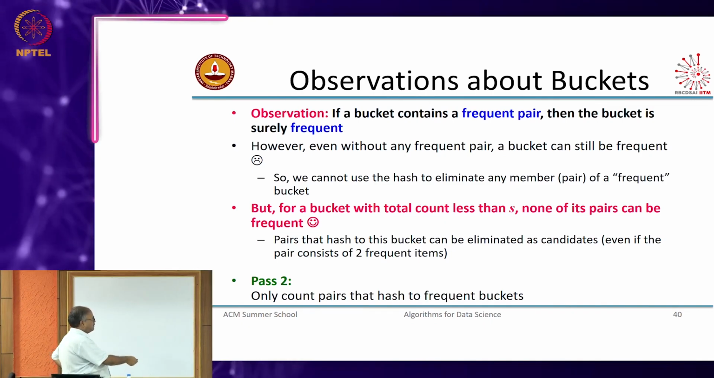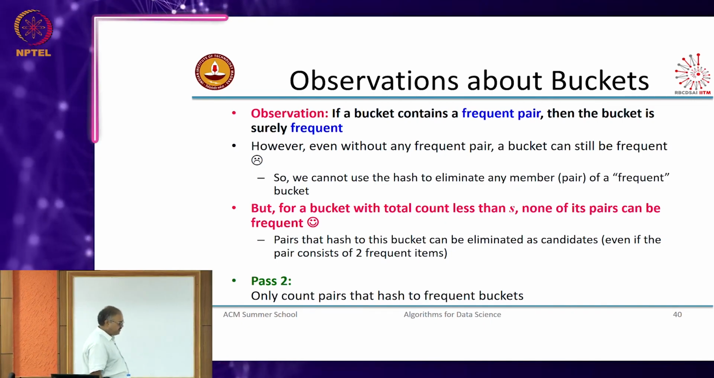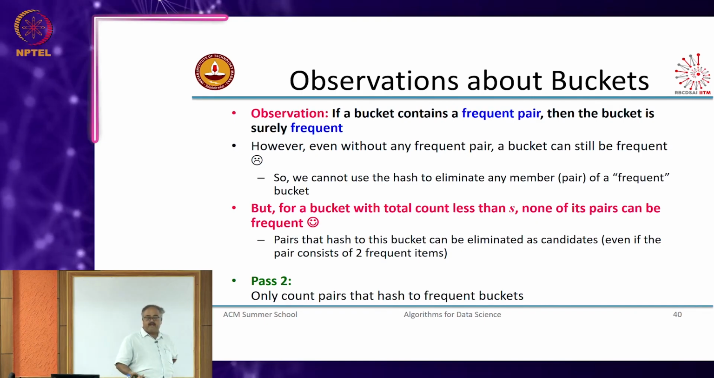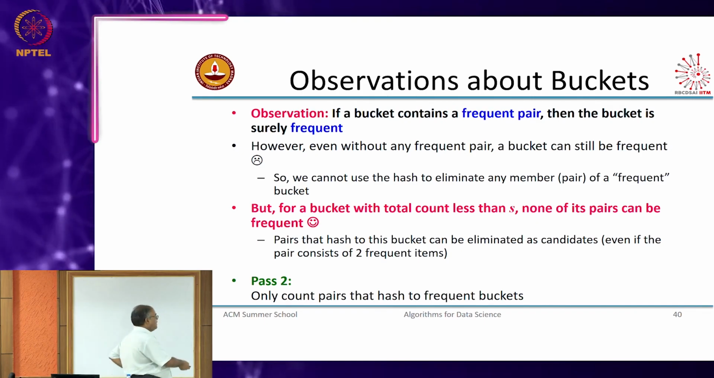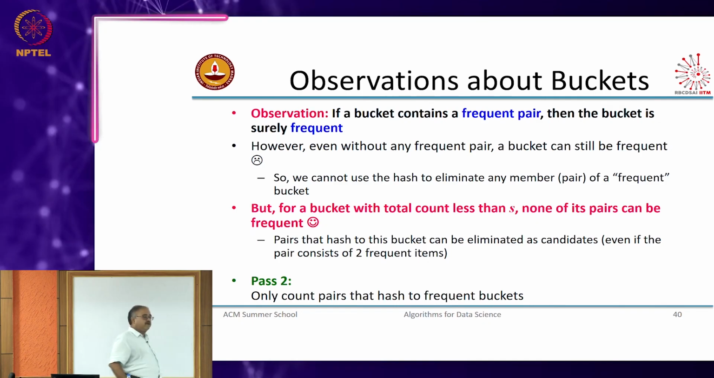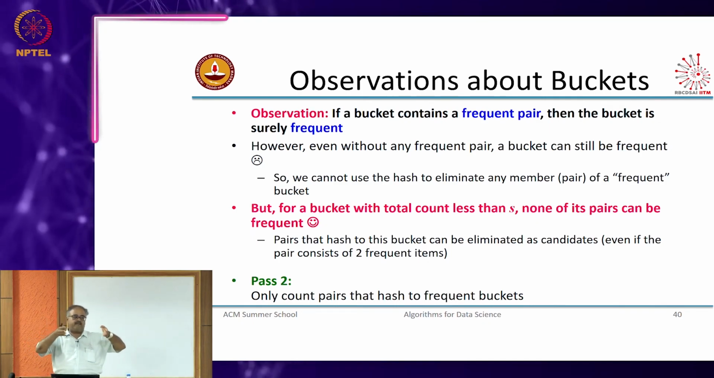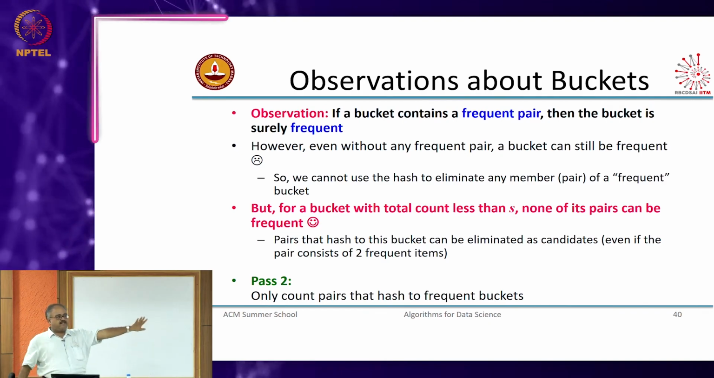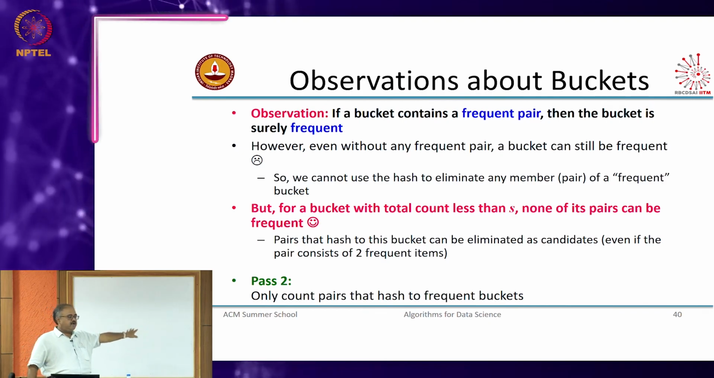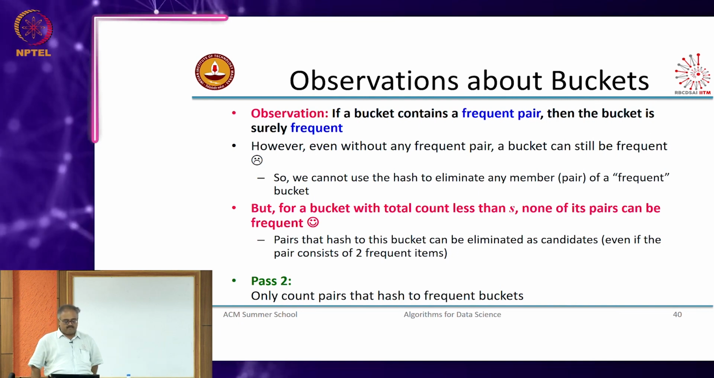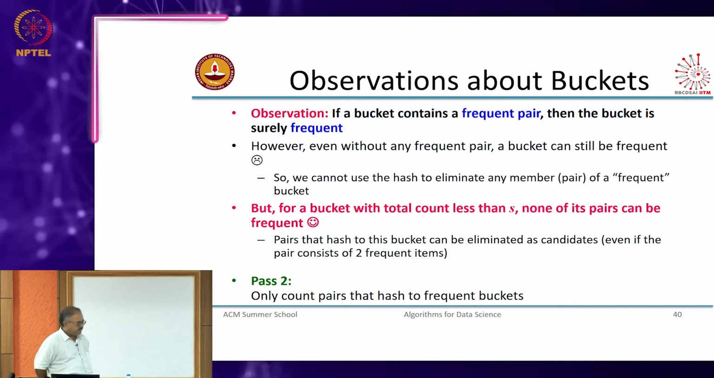So that's one problem, right. You will get frequent buckets which contain infrequent items, but if a bucket is infrequent, then nothing that hashes to the bucket can be frequent, and therefore all those pairs can be eliminated. You do not have to count any of those pairs, okay.